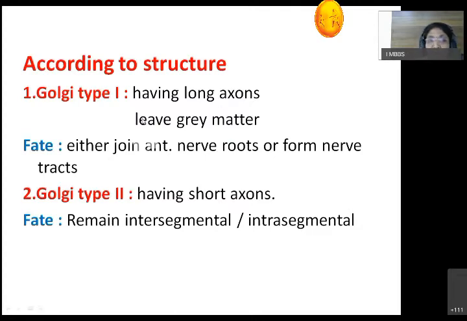So what will be the fate of Golgi type 1 cell? They will either join the anterior nerve and come out as a motor nerve, or they may take part in the formation of nerve tracts, which may be ascending or descending. The second is Golgi type 2 cells. In Golgi type 2 cells, the cells have a short axon. So they never leave the gray matter. They remain intersegmental or they may be intrasegmental.